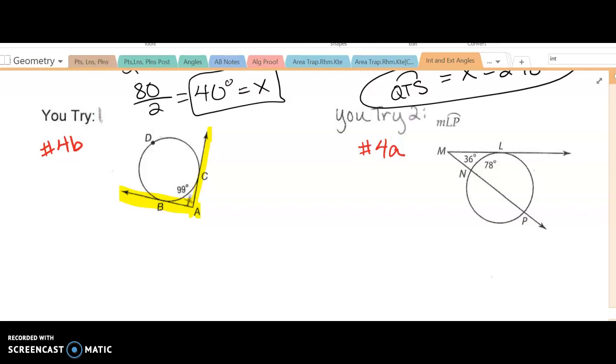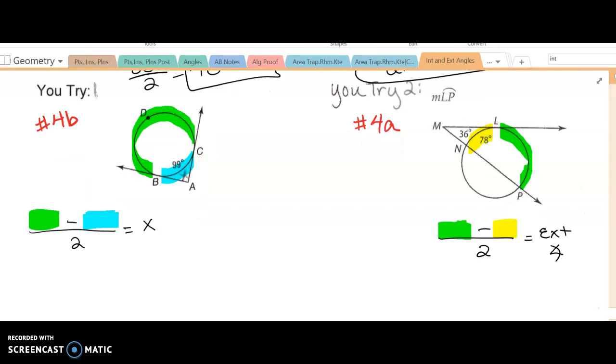Okay, so you can see what I've done is I've color-coded. This just helps me keep track of what the big picture strategy is. So I know it's going to be big arc in green minus blue arc divided by 2 equals the exterior angle x. So again, don't get lost by the fact that you don't know green yet. Let's just stick to the strategy, right?